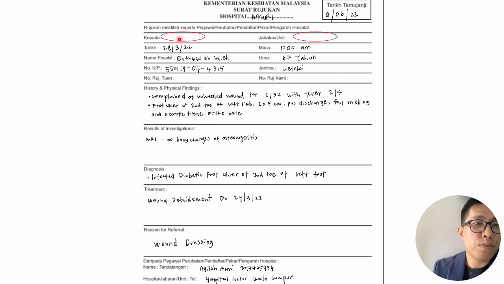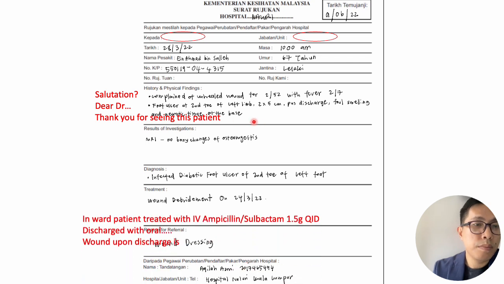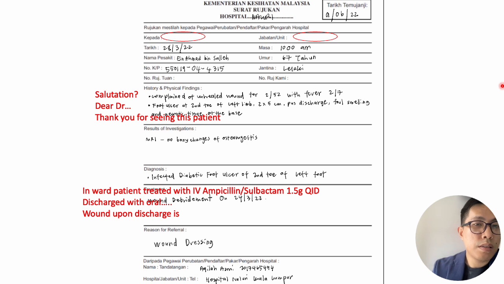Alright, so you are referring to whom, to which department? Okay, so where is your salutation? You have to write, for example, dear doctor, thank you for seeing this patient. Okay, alright, so in the ward, the patient was treated with IV ampicillin and sulbactam and discharged with oral antibiotics. You also need to state the wound upon discharge. So this is something that you have to give. You have to give a clear picture to the receiving team. Upon discharge, how does the wound look like?